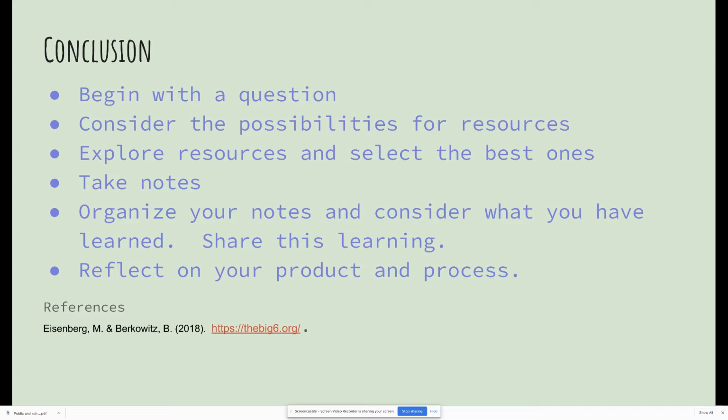So in conclusion, begin with a question. Consider the possibilities for resources. Explore them and select the best ones. Take notes. Organize your notes and consider what you have learned. Share this learning. Reflect on your product and your process. This is all from the Big 6 by Eisenberg and Berkowitz.